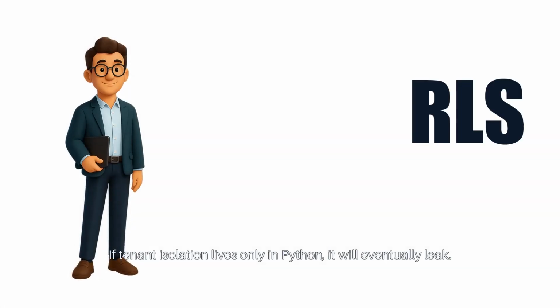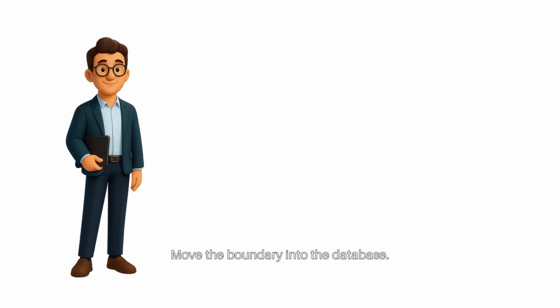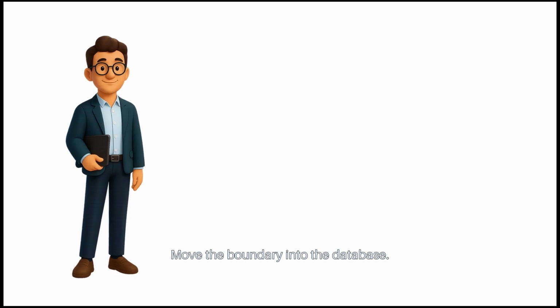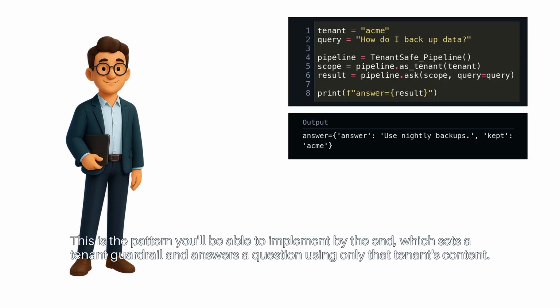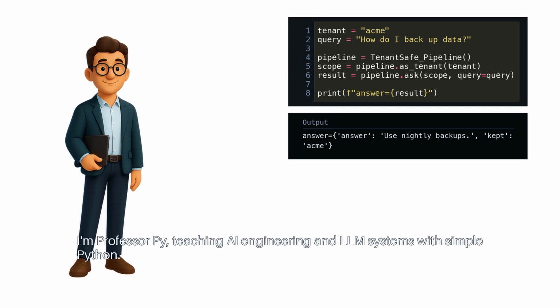If tenant isolation lives only in Python, it will eventually leak. Move the boundary into the database. This is the pattern you'll be able to implement by the end, which sets a tenant guardrail and answers a question using only that tenant's content. I'm Professor Pi, teaching AI engineering and LLM systems with simple Python.